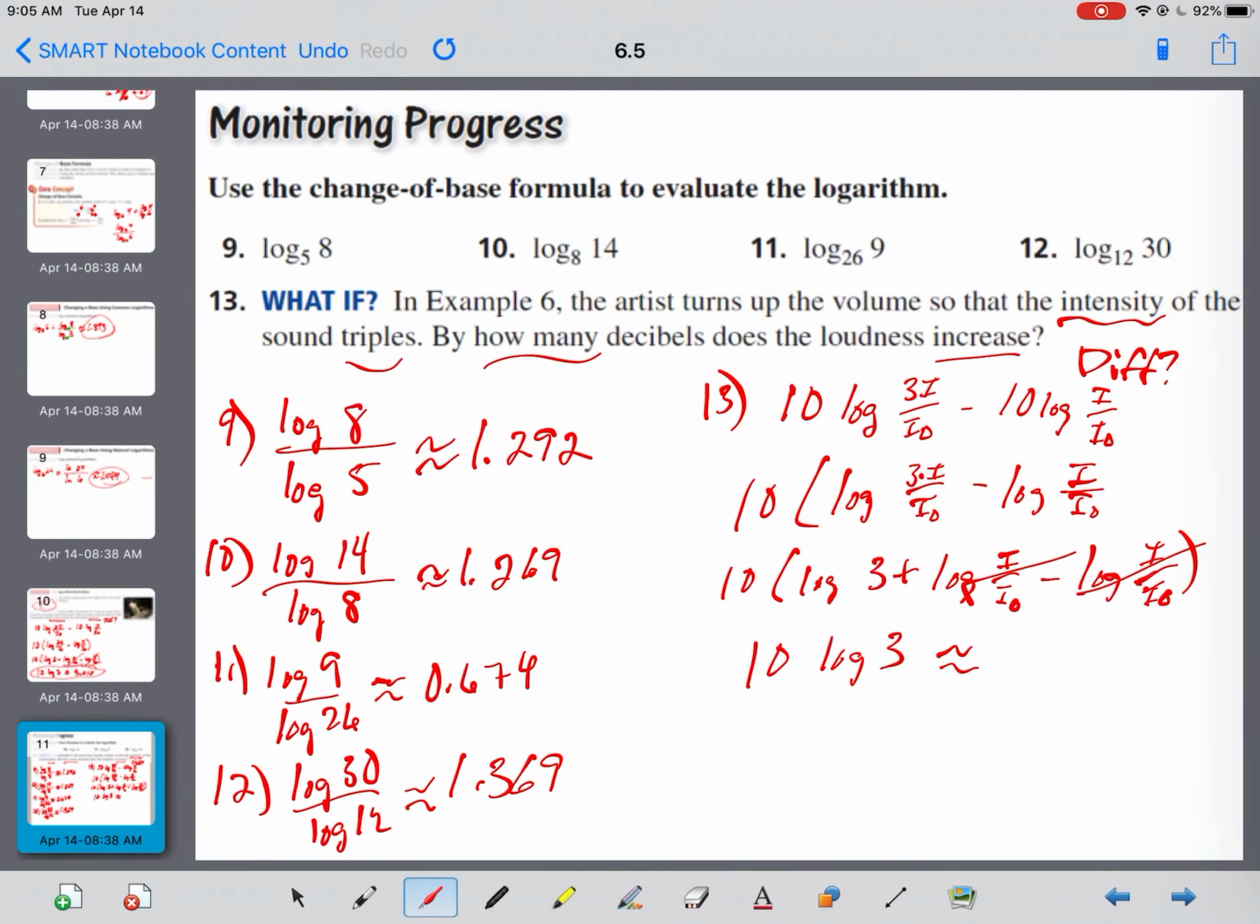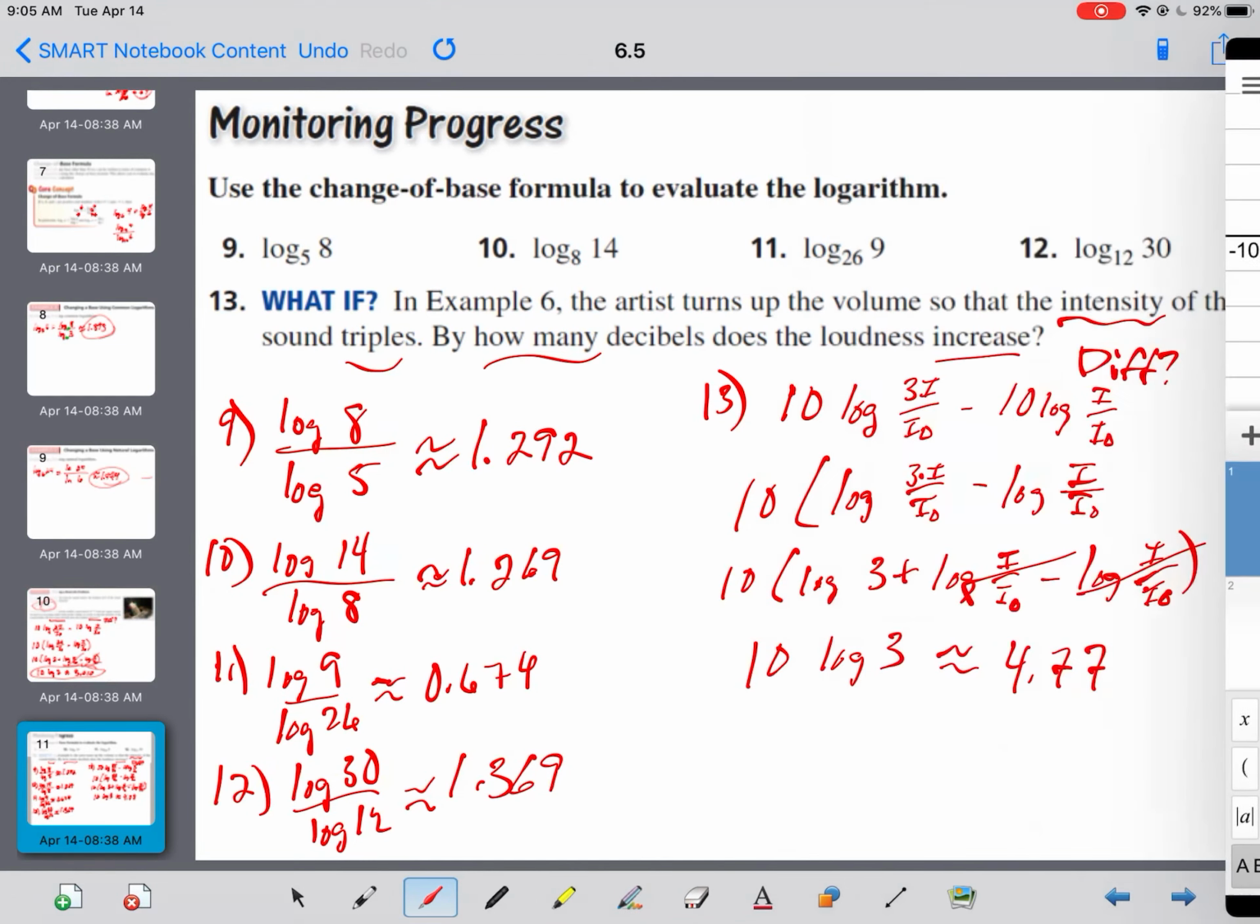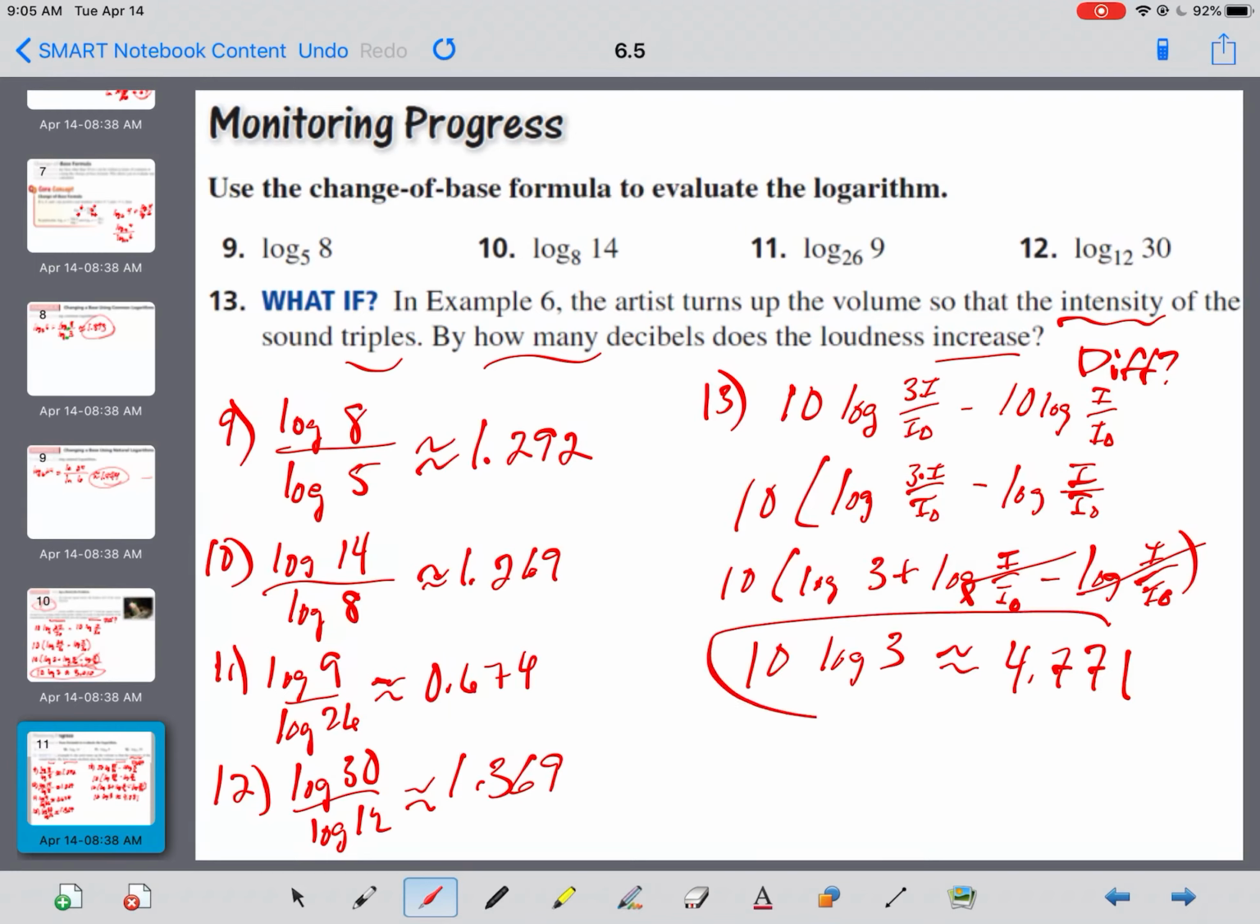Oops, wrong one. 4.77. 4.771. They've been rounding it to 3.